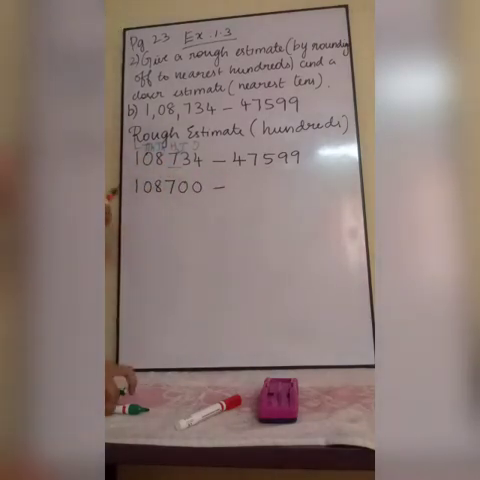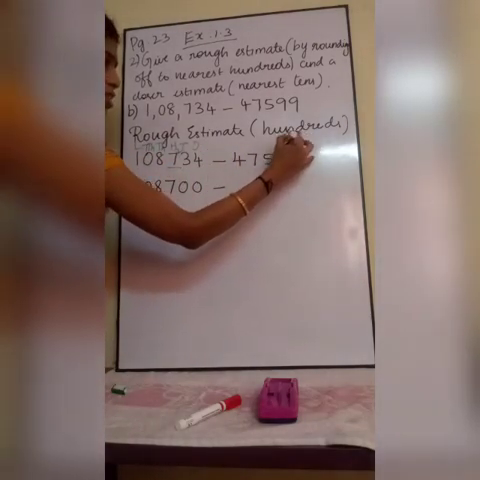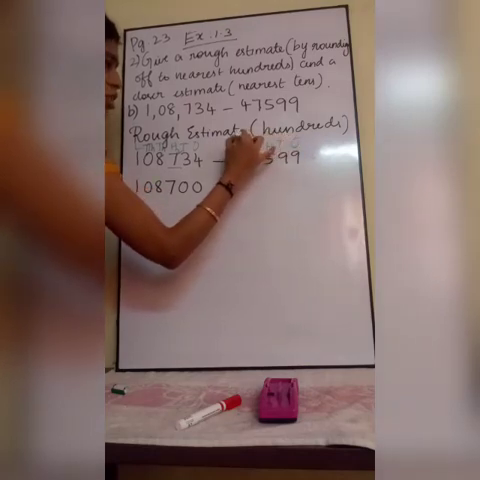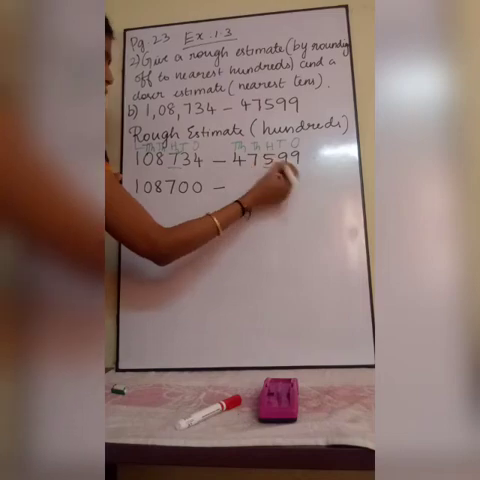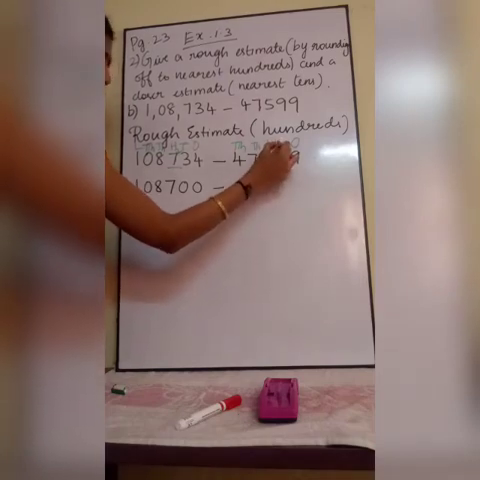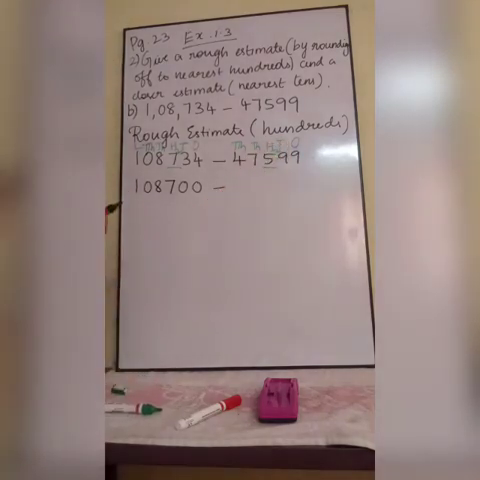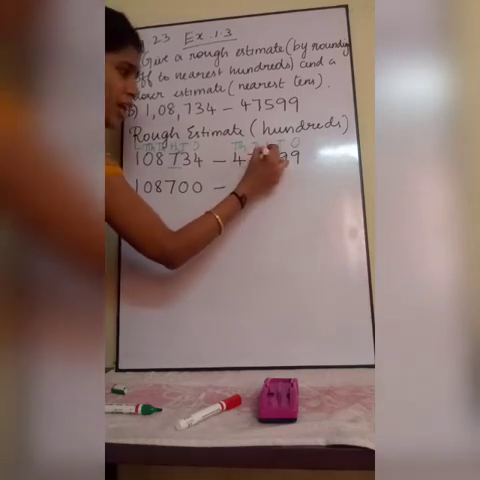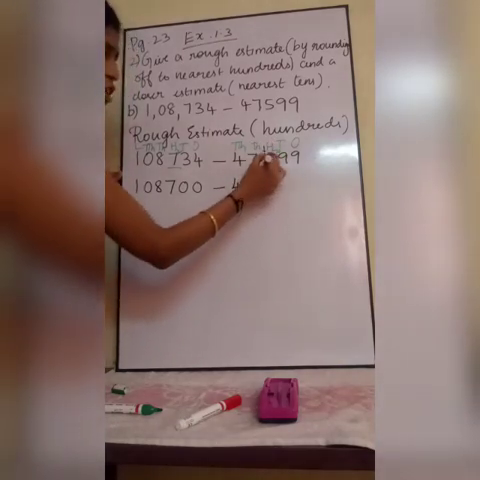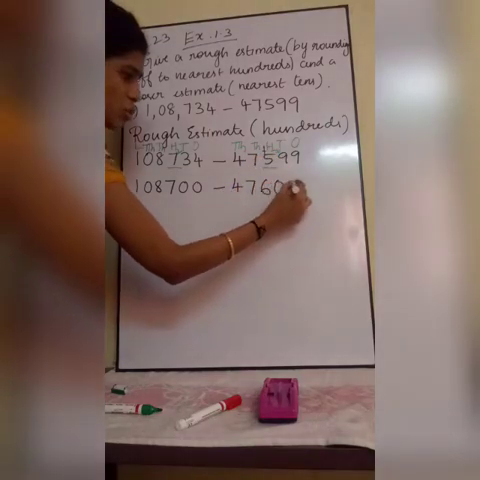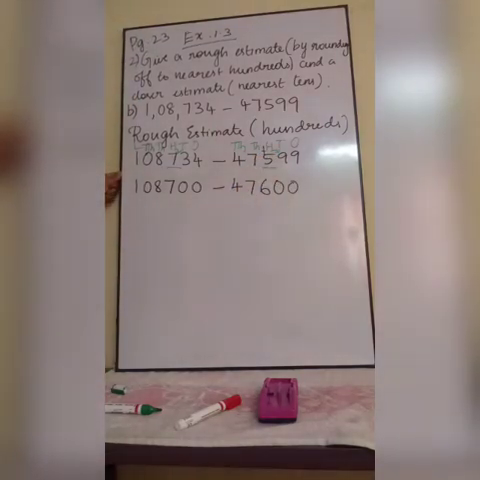Minus, now I am going to round off that one. Ones, tens, hundreds, thousand, 10,000. Now which we have to round off? Hundreds. So which will you see? Tens place. Tens place is 9. So what will you do? You will add 1 to the hundreds place. So 4 as such, 7 as such, 5 plus 1, 6, 0, 0. Understood how I have written it?